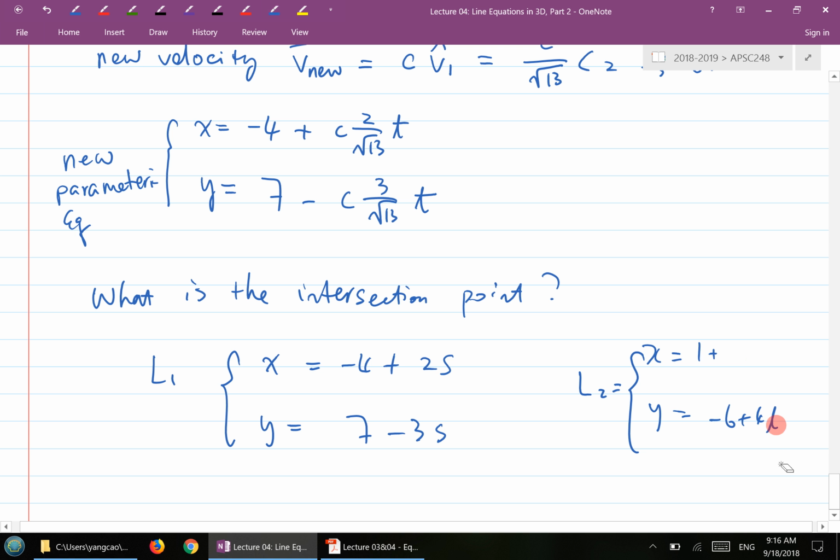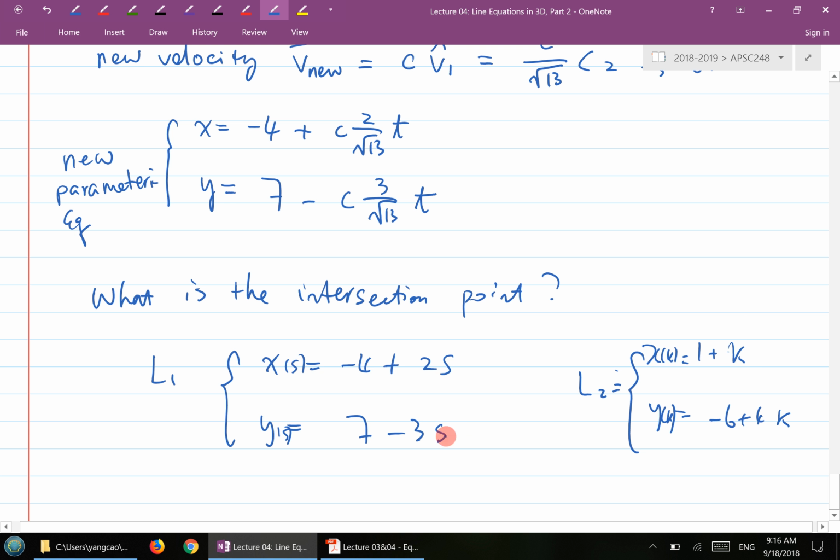Getting back to the simple mathematical meaning: two line equations, two parametric equations, what's the intersection point? They have to use different parameters in order to solve for the intersection point. So here are two different sets of equations: x is a function of s, y is a function of s, x is a function of k, y is a function of k. Intersection basically means solving this set of equations.